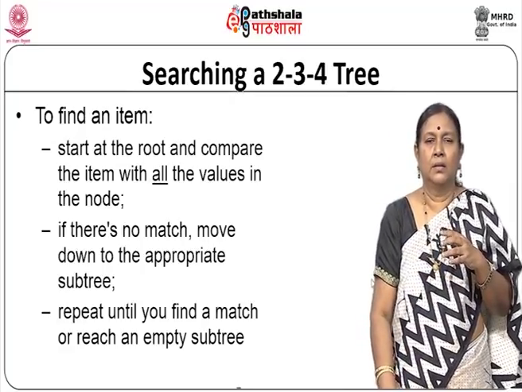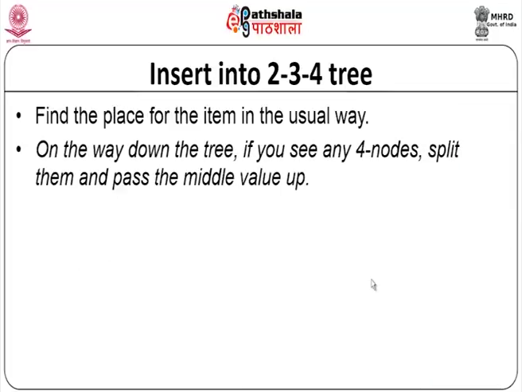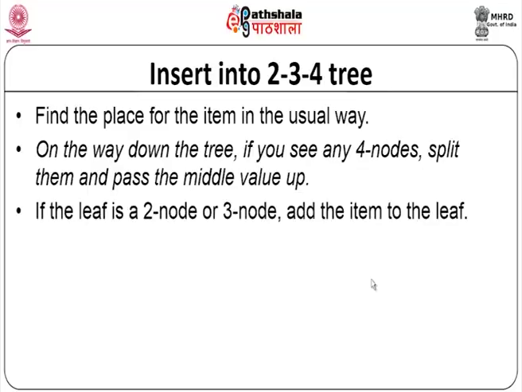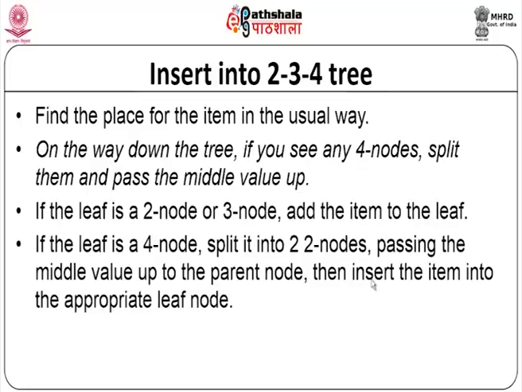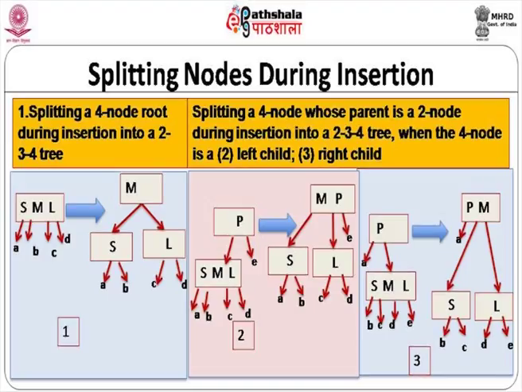Okay. So, insertion: find the place for the item in the usual way. On the way down the tree, if you see any 4 nodes, split them and pass the middle value up. If a leaf is a 2 or 3 node, add that item to the leaf. If the leaf is a 4 node, split it into 2 nodes, passing the middle value up to the parent node, and then insert that middle value into the parent node. If that is a 4 node, again you have to split, similar to what we did in a 2 3 tree. There will be room because 4 nodes were split on the way down. So, repeated splitting is not necessary, we will see.